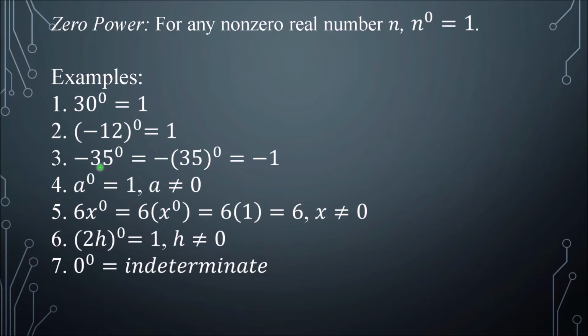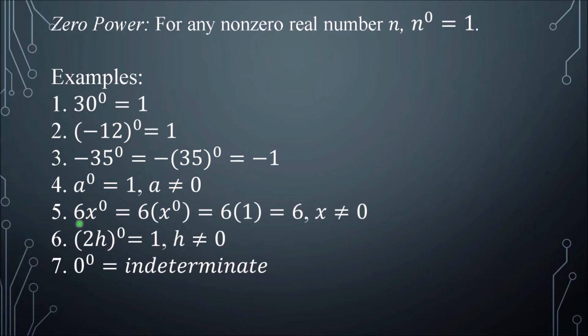For number 3, the negative is not included in raising to 0. So negative 35 raised to 0 is equal to negative, the quantity 35 raised to 0. 35 raised to 0 is equal to 1, and then plug in the negative. The answer is negative 1. A raised to 0 is equal to 1 if and only if A is not equal to 0.